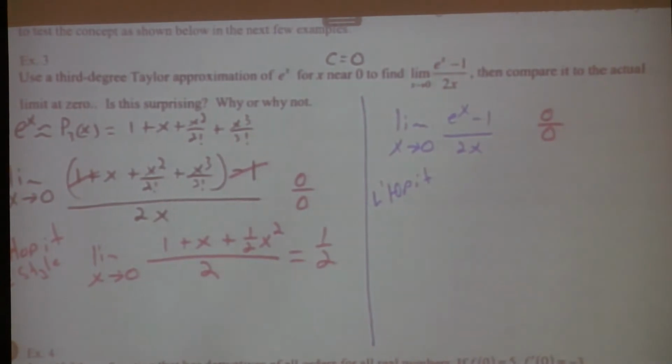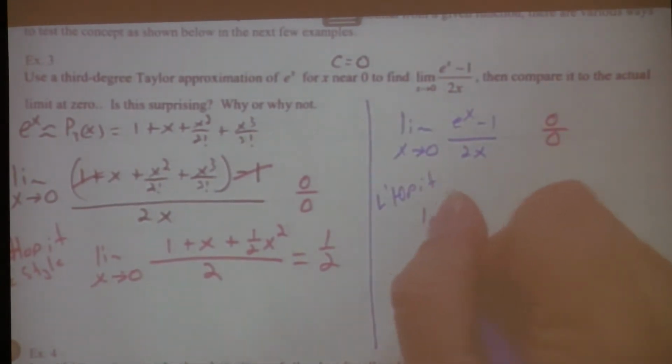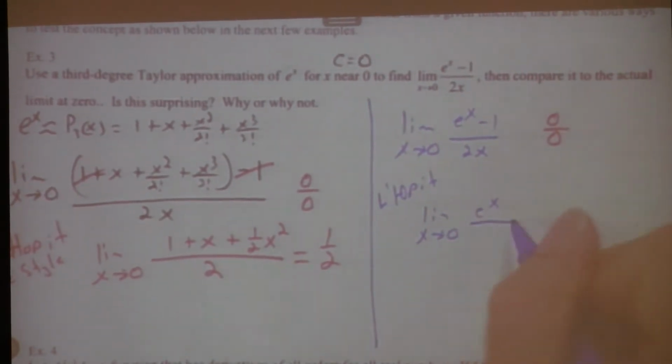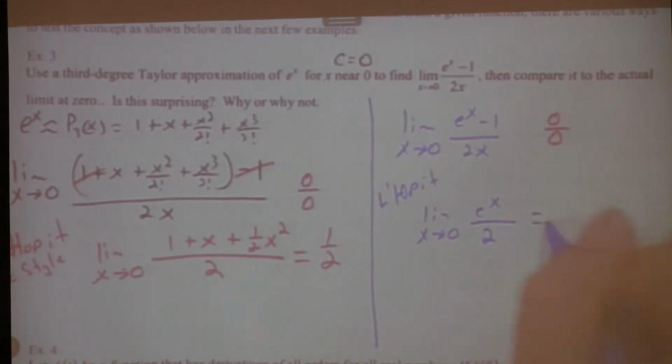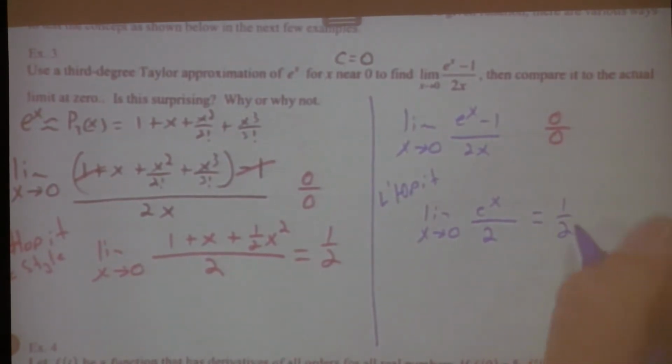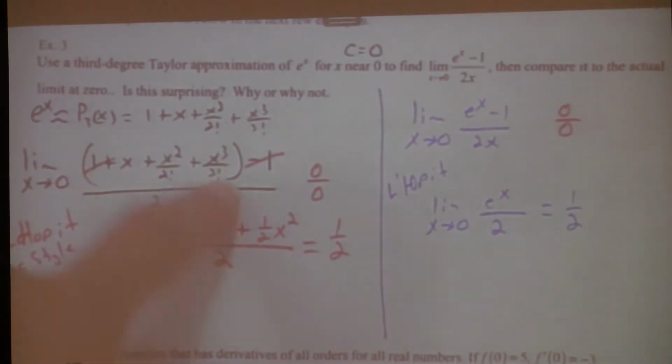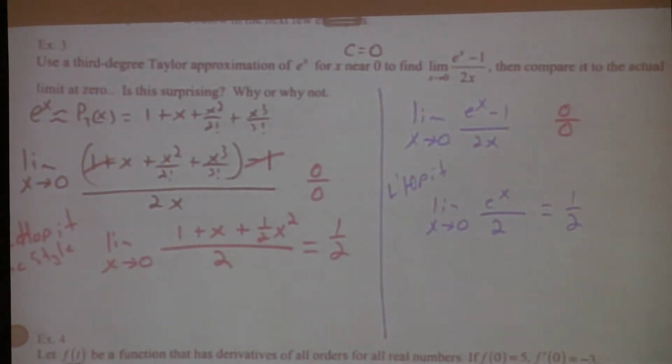Right? So we're going to L'Hôpital it, and we're going to get the limit as x approaches 0. What do we get for the derivative of the numerator? And the denominator? And when we evaluate it? Woohoo! Pretty cool? So was it a good enough approximation? Yeah, it was good enough, right? Just going to third degree was enough to get an equivalent answer.